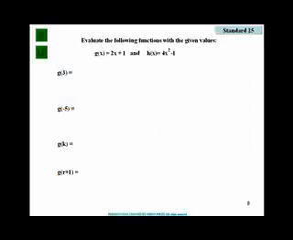All right, now evaluating functions. Changing gears a little bit. We have g of x equals 2x plus 1. h of x is 4x squared minus 1.